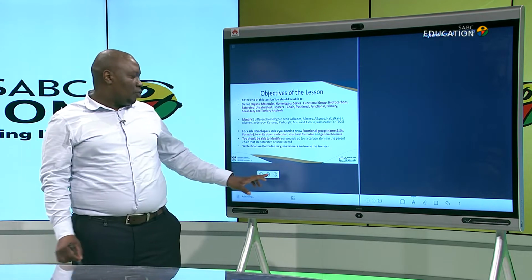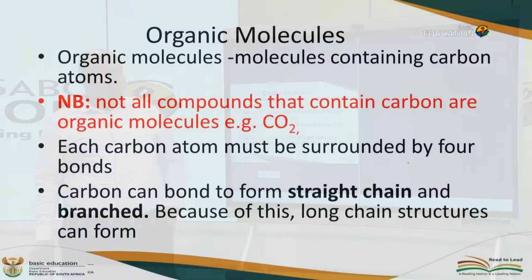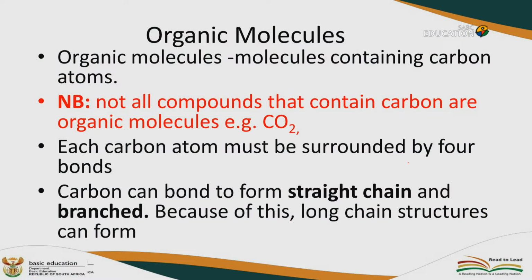Now, as we move to our lesson, the first thing that we must know is the definition of organic molecules. You must first know what an organic molecule is. Organic molecules are molecules containing carbon atoms, meaning that carbon is going to be at the center of our lesson. But it doesn't mean that all compounds that have carbon are organic molecules. For example, carbon dioxide is not an organic molecule. So we got to know that there are exceptions, but the majority of carbon-containing molecules are referred to as organic molecules.